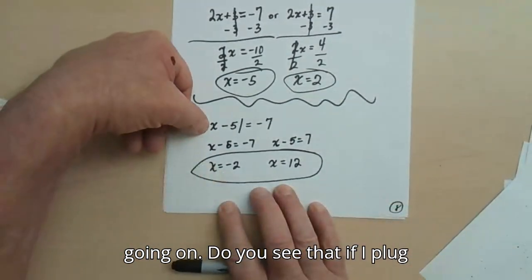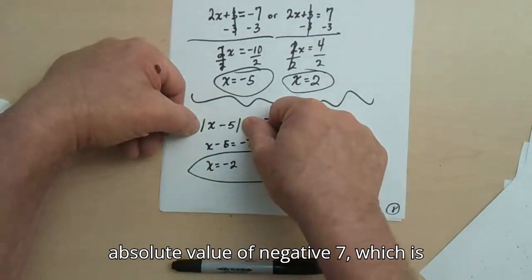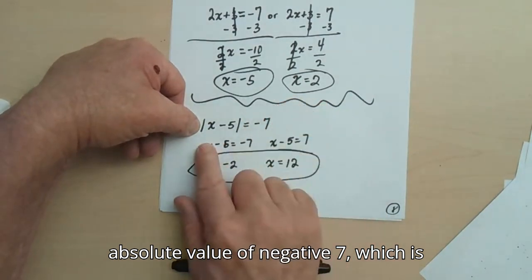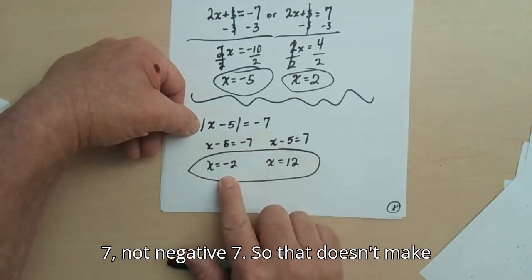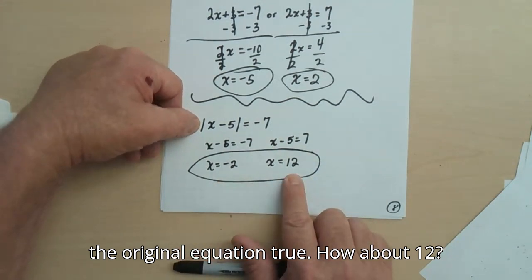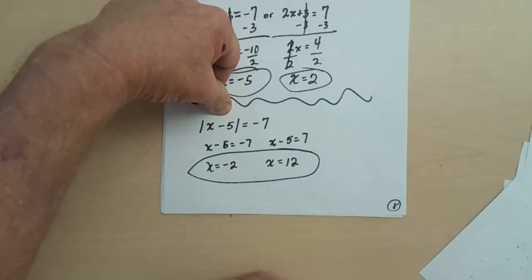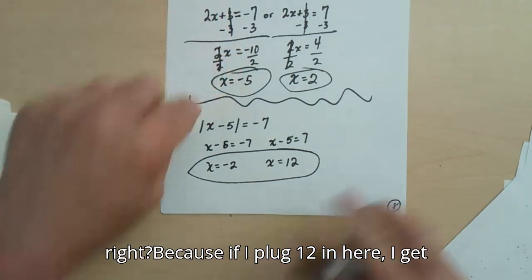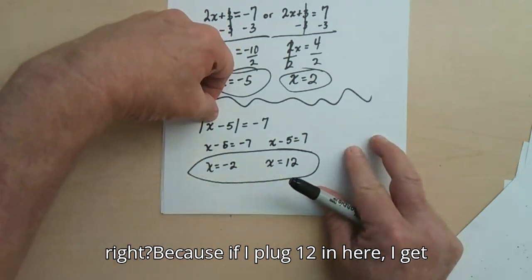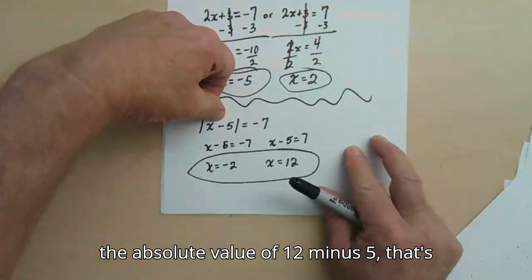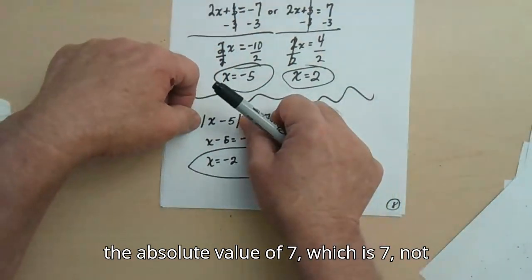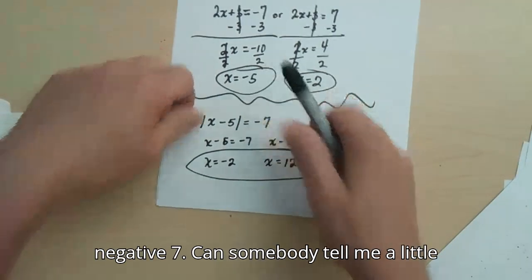Do you see that if I plug -2 in here, I'm going to have the absolute value of -7, which is 7, not -7. So that doesn't make the original equation true. How about 12? Does it make the original equation true? No. Now y'all see what's going on, right? Because if I plug 12 in here, I get the absolute value of 12 minus 5. That's the absolute value of 7, which is 7, not -7.